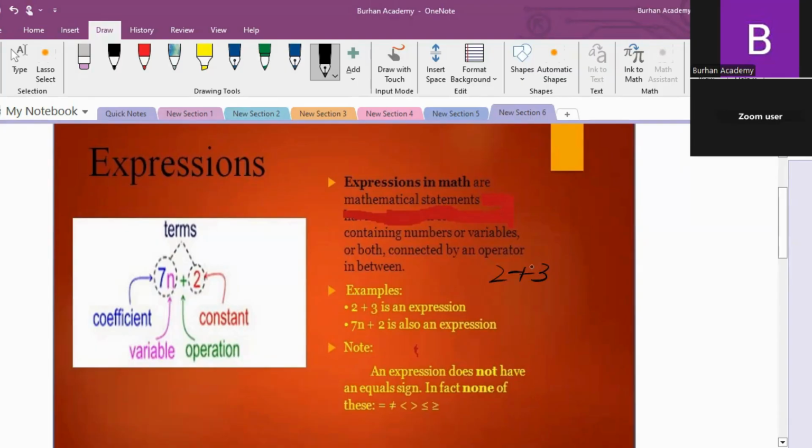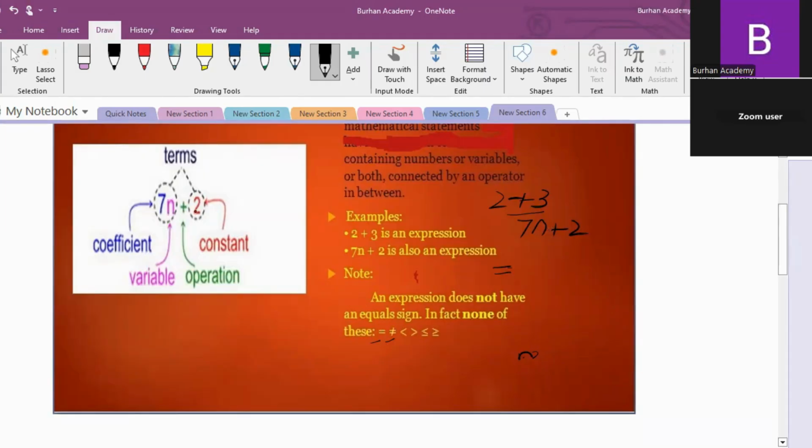It contains only numbers. 7n plus 2 is also an expression. 7 and 2 are constants. They have only one value. The value of 2 is only 2, the value of 7 is only 7. What is n? n is a variable. It can take any value: 1, 2, 3, 4, 5, 6, minus 1, minus 2, minus 3, and so on.